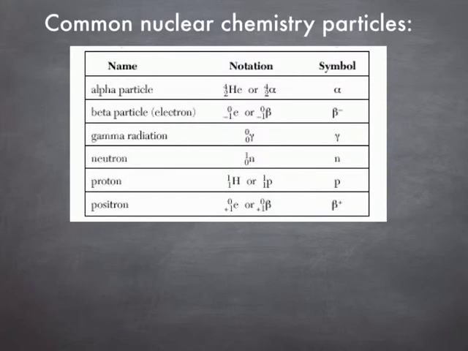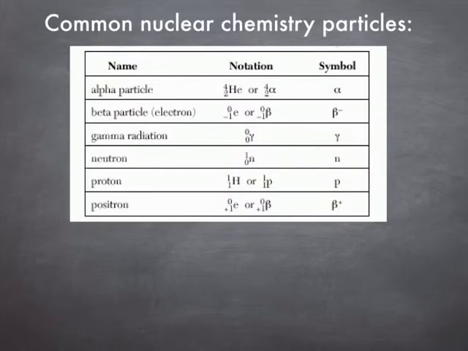Here are some common nuclear chemistry particles and their notation. So we have an alpha particle, which is actually a helium nucleus. And as you can see here, it's written as either a helium nucleus with a 4-2 or an alpha particle. That's what alpha stands for there, alpha particle 4-2. Now what does the 4-2 stand for?